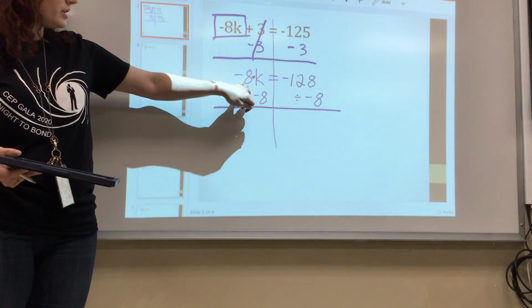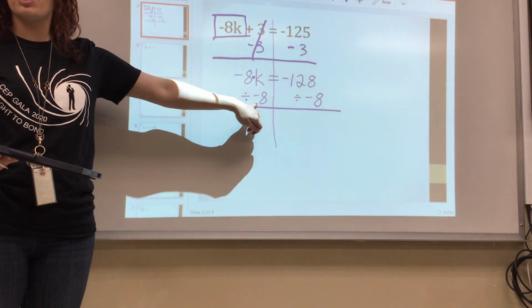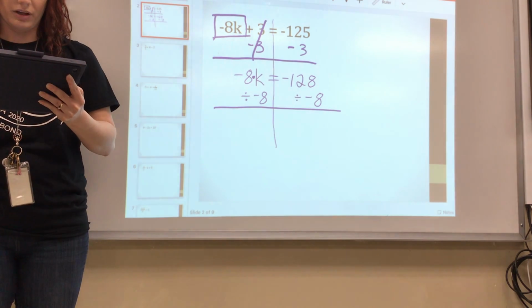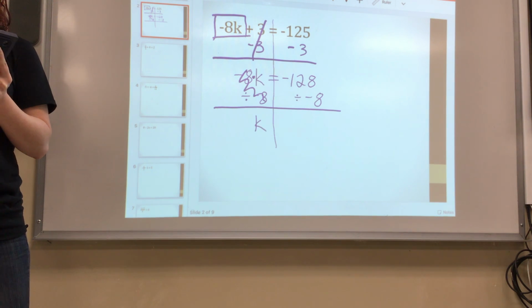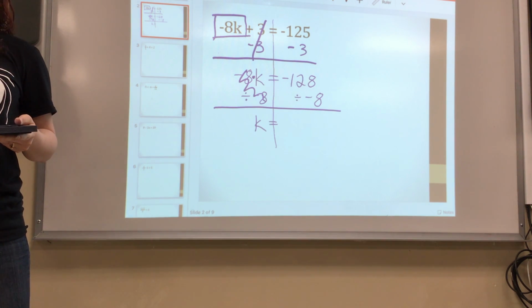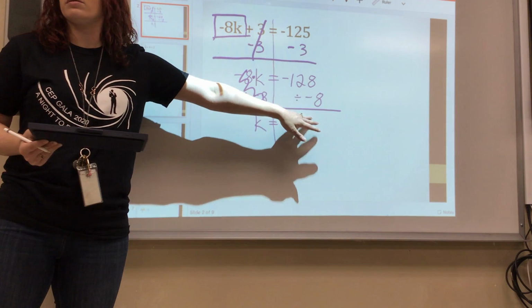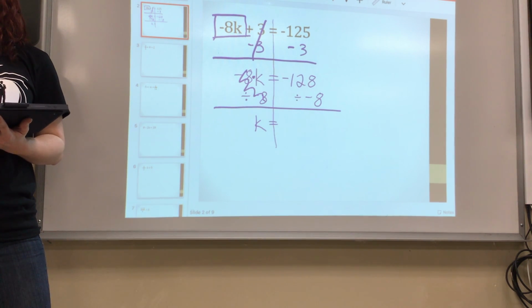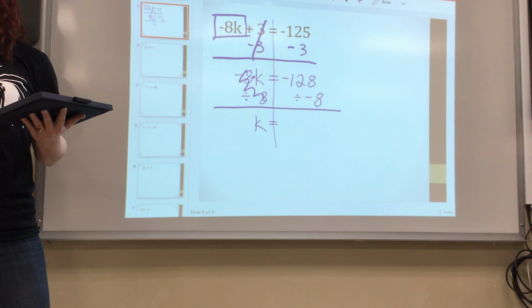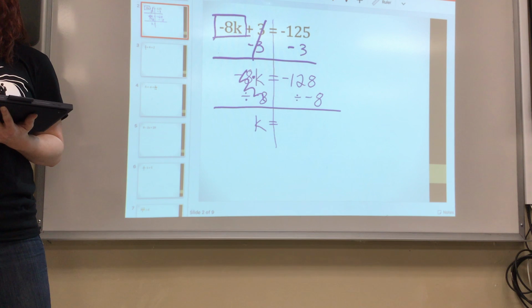On the left-hand side, we created inverse operations here, so I know those cancel, so I can get rid of the negative eights. K equals whatever that is. So now I need to do math on that right-hand side to figure out my answer. Go ahead and take some time to do that. You probably have to divide it by hand.